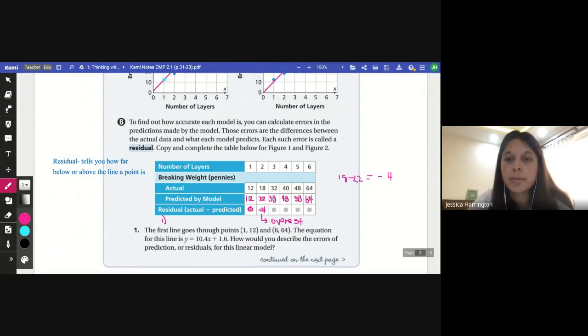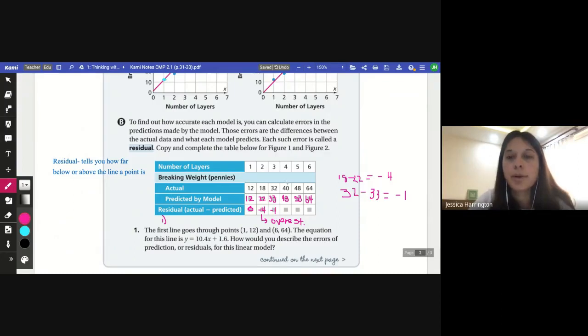Now let's do the next one. For point 3, it's 32 minus 33. 32 minus 33 is another negative number. Hopefully you guys are remembering that it's negative 1, right? Negative 1. So negative 1 goes in here.